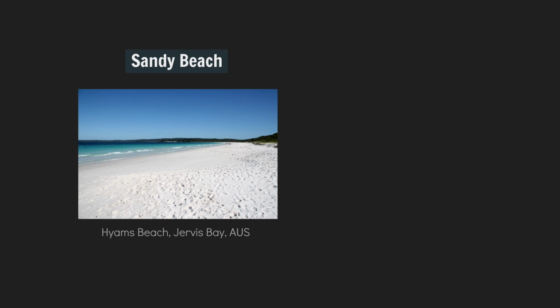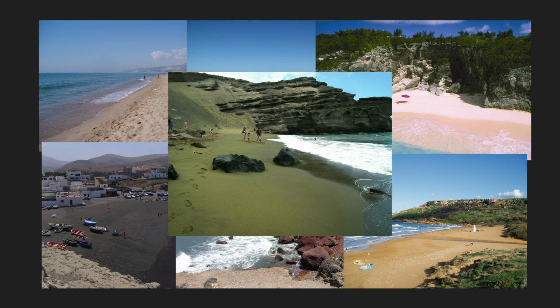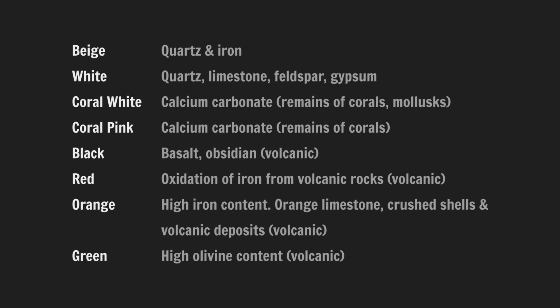Sandy beaches are composed of fine sediment and again can occur pretty much anywhere, though they are particularly common in the tropics. The colour of a beach is determined by the colour of the sediment in its surrounding environment. Beige, white, pink, black, red, orange and green are all attested beach colours. The majority of sandy beaches will be beige.